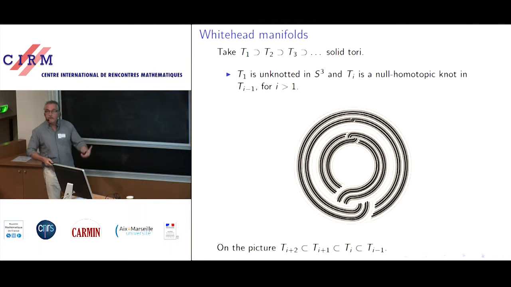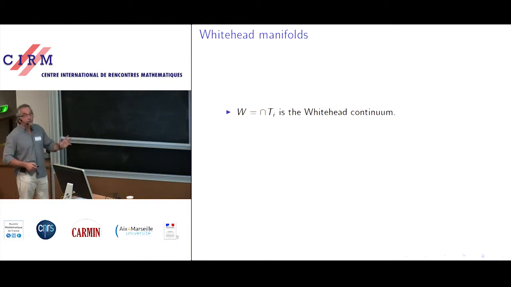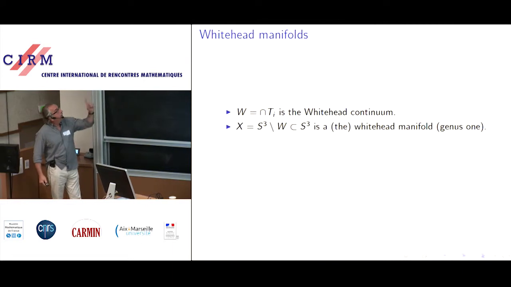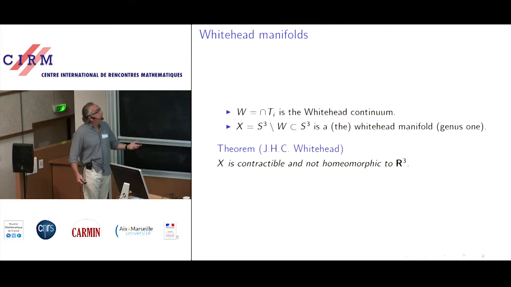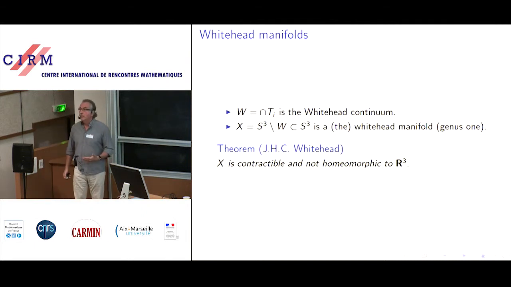Then on the picture you can see four of them. So then you have a descending sequence of closed sets, and the intersection is some closed subset of S3. I'll show a picture in a minute. It's called the Whitehead continuum. It's not a Cantor set, it's some kind of fractal. Or anyway, I don't know what a fractal is, there are no definitions. The complement of this closed set is an open subset of the 3-sphere, and the theorem is that this is contractible and not homeomorphic to R3.